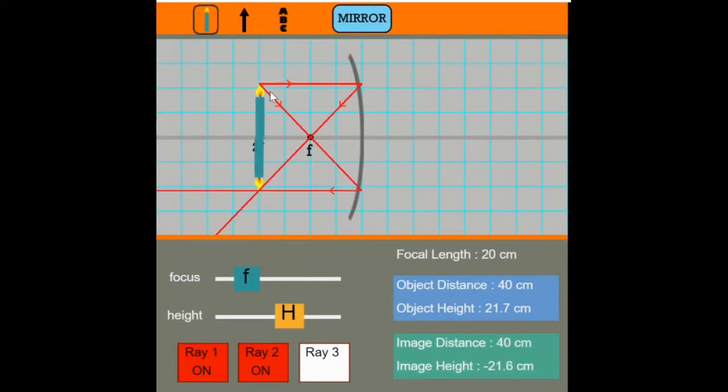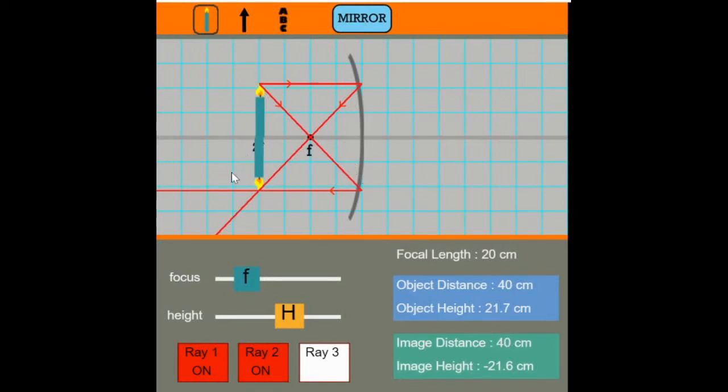When you place the object on C, the rays are traveling and they are meeting at this point. So you can see a large candle, right? But it is not a large candle, it is the image. That means when you place the object at C, the image will also form at C. You can also see the values here down, object distance and image distance. That means when we are placing the object at 40, the image distance is also 40.